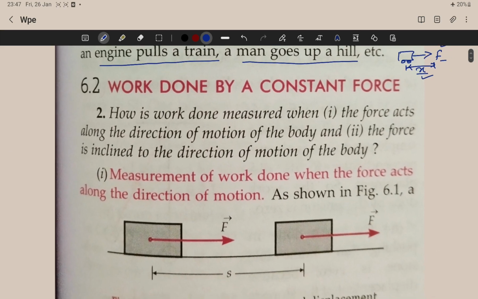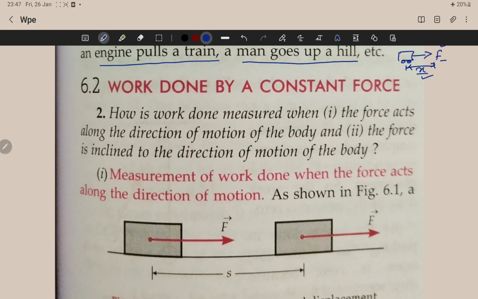Next thing is work done by a constant force. Let's consider that the force is constant. So what is the work done because of the constant force? We know the formula. What do they ask? They ask how the work done is measured when the force acts along the direction of motion of the body.